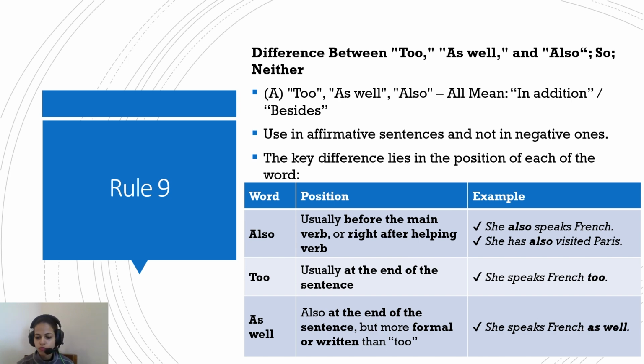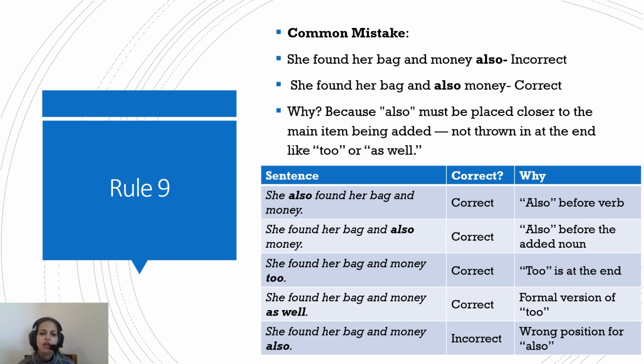Okay. Now, the common mistake is "she found her bag and money also." Like I said, also cannot be used at the end. Also has to be used before the main verb or the noun. She found her bag and also money. So, also before the noun money. Why? Because also must be placed closer to the main item that is being added, not thrown in at the end like too or as well.